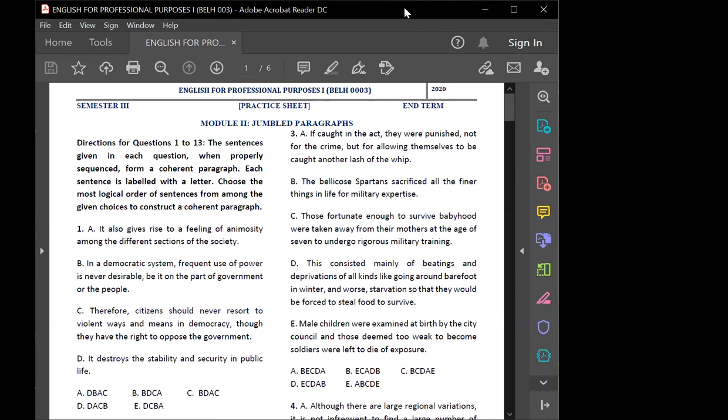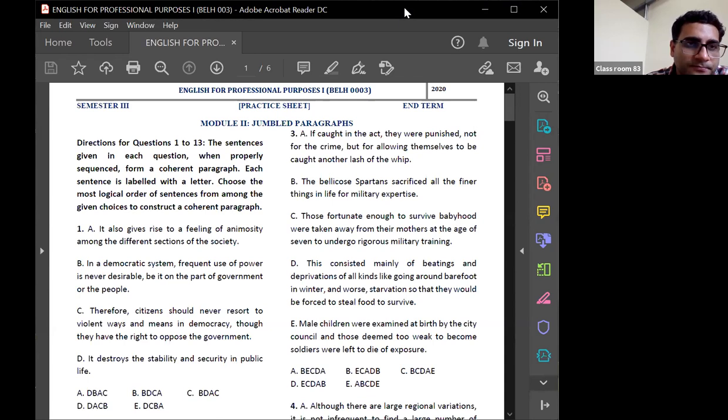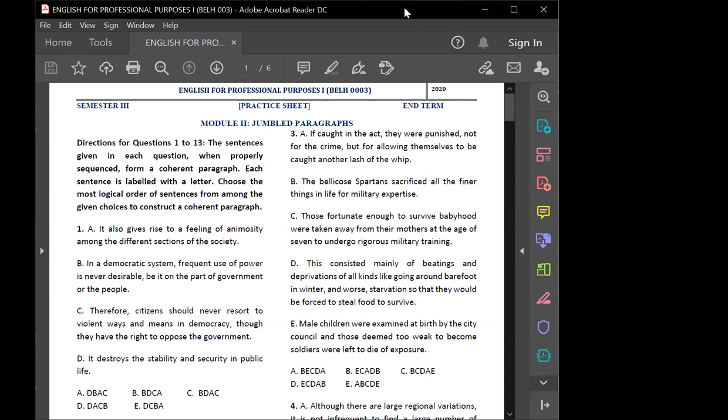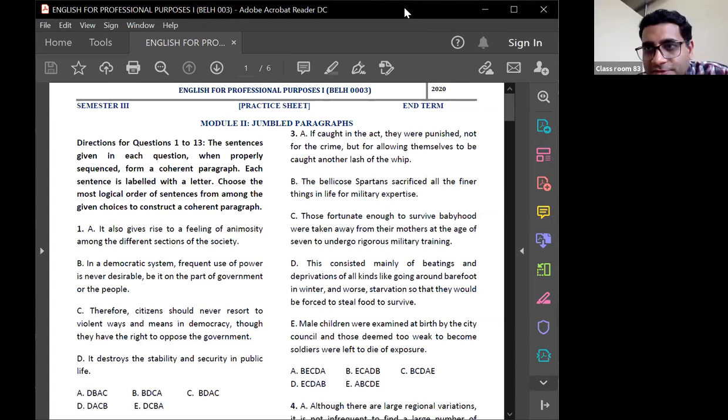Okay, sir. The sentences given in each question, when properly sequenced, form a coherent paragraph. Each sentence is labeled with a letter. Choose the most logical order of sentences from among the given choices to construct a coherent paragraph. Okay, so I hope you all remember about coherent paragraphs. What is coherent and what is coherence? So following those techniques, you are going to solve these questions. So yes, Astha, go on.